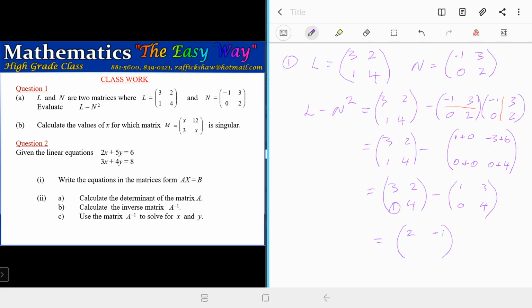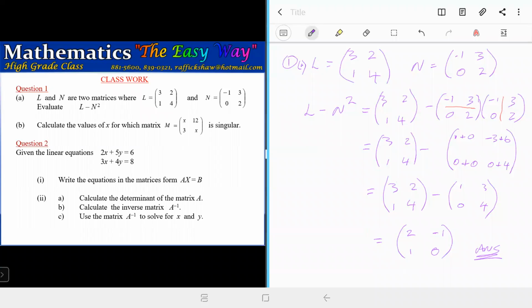And then 1 minus 0 is 1, and then 4 minus 4 is 0. Therefore this right here is the answer for part A of question 1.